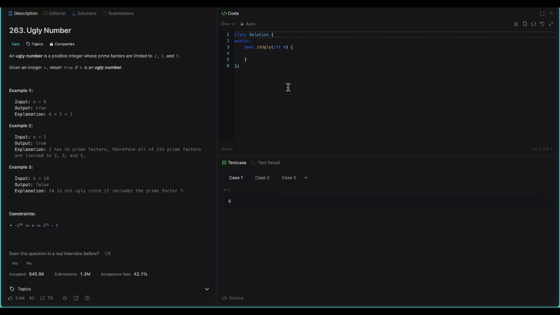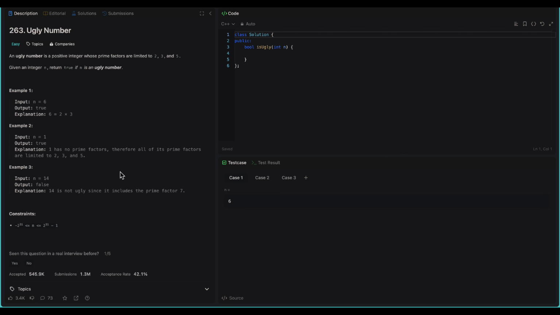In example 1, we can see that 6 is an ugly number because the only prime factors it has are 2 and 3, which is limited to 2, 3 and 5. So we will return true in this case. Then in example 2, we can see that n is equal to 1 and it does not have any prime factor at all. So in a way it is also limited to prime factors 2, 3 and 5. So that's why it is still an ugly number, and we will return true again.